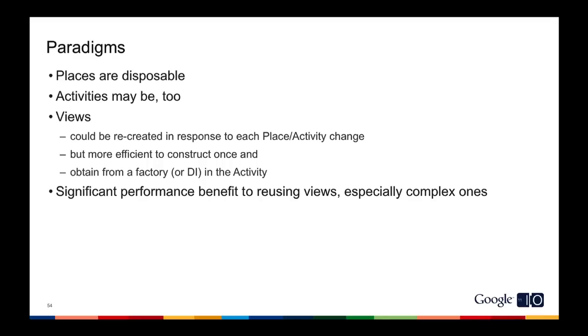So activities, I said, can be disposable. Places are disposable as well. They're designed to be throwaway objects. Each time a URL changes, that's going to be a new place object in your GWT code. Views, however, you don't want to make disposable, typically, for performance, because view creation is expensive since you're touching the DOM in the browser. So the best idea is to have your activities obtain the views from some kind of factory, either dependency injection or a factory you create. That way, you're minimizing the amount of time required to do that.